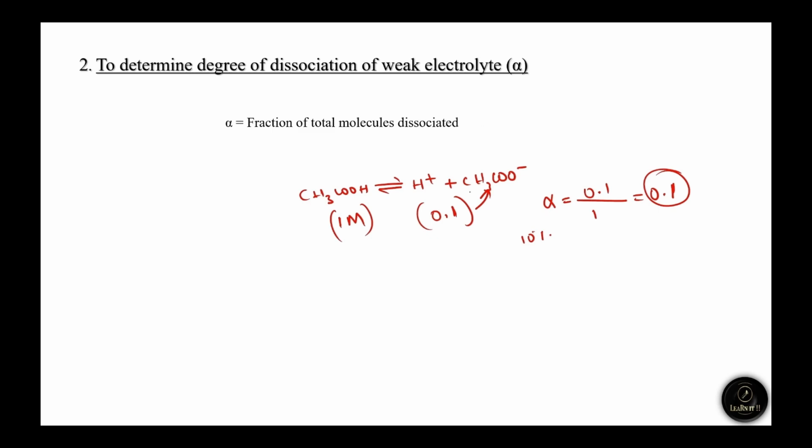So as the dilution increases with respect to a weak electrolyte, the degree of dissociation increases. It means the fraction of the total number of molecules dissociated becomes more. It may be 0.1, 0.2, 0.3, 0.4, 0.5. It means 10%, 20%, 30%, 40%, 50% of the total number of molecules have been dissociated.